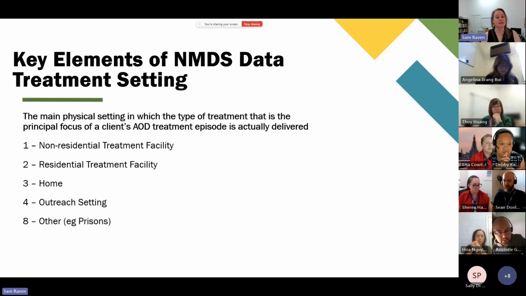Or whether you're providing a service in their home or in another outreach setting. Or number 8 is for other. So that would include prisons, that would include anything that's not covered under those. But most settings are covered under that 1 to 4.